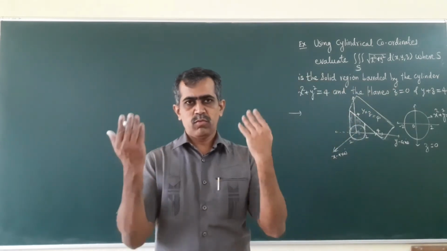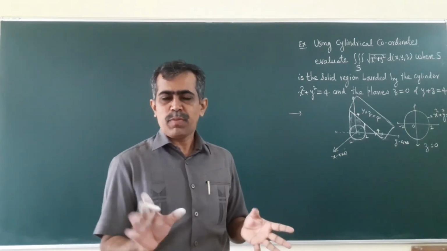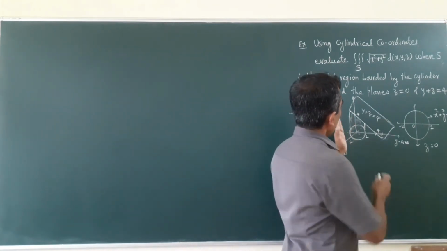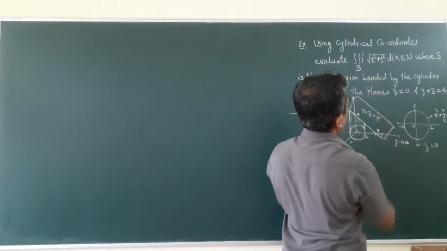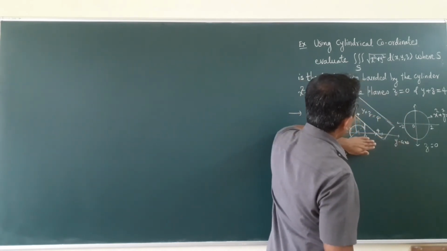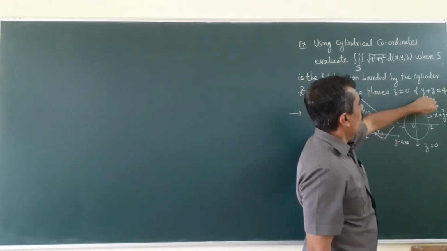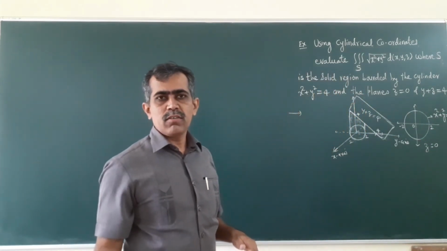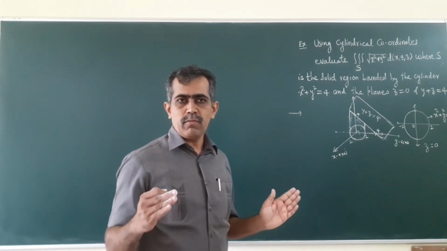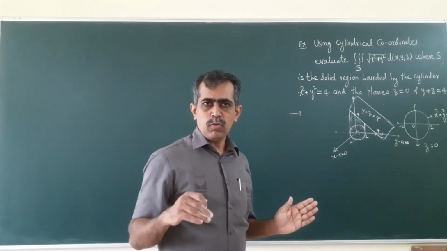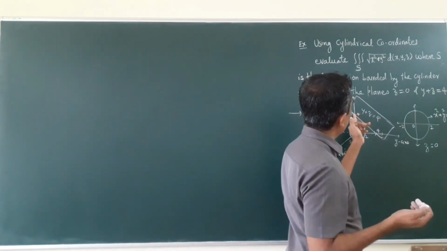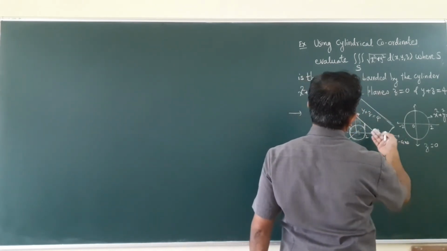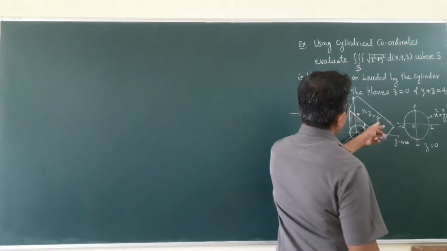Now, see, x square plus y square is equal to 4 is a cylinder, means its base is of radius 2 and it is symmetrical about the z axis, right. So, this is my cylinder which is symmetrical about the z axis, and the planes z is equal to 0, means xy plane, and y plus z is equal to 4. So, y plus z is equal to 4 means if we put z is equal to 0, y will be 4. So, that plane will cut the y axis at 4, y is equal to 4, and z at 4. So, suppose this is a plane. So, this plane is y plus z is equal to 4.